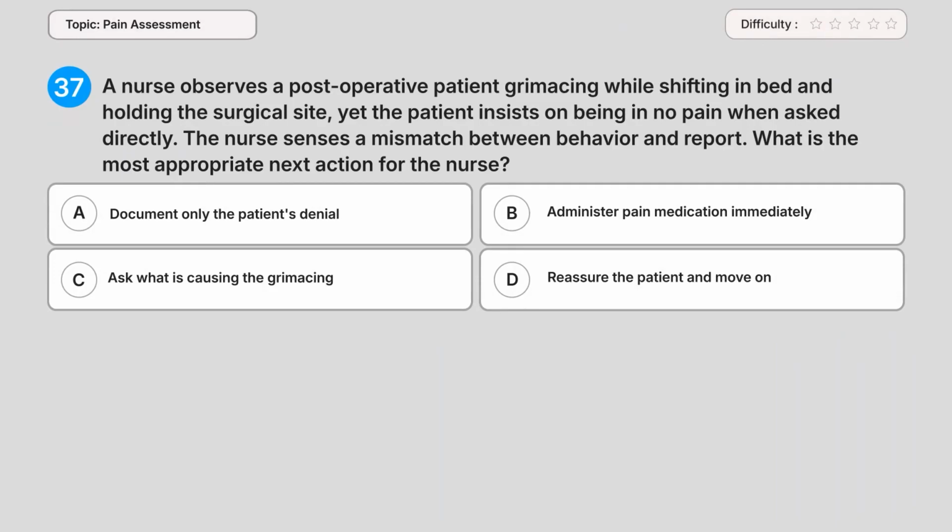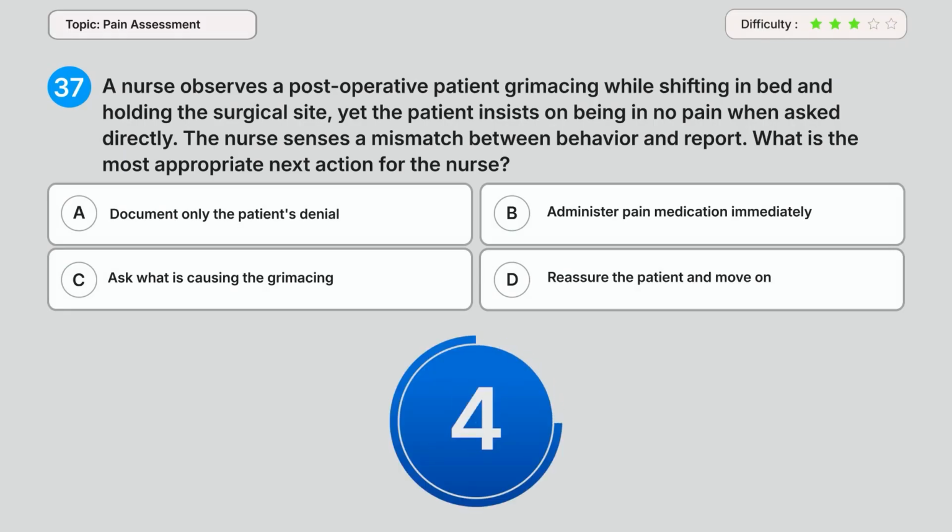Question 37. A nurse observes a post-operative patient grimacing while shifting in bed and holding the surgical site. Yet, the patient insists on being in no pain when asked directly. The nurse senses a mismatch between behavior and report. What is the most appropriate next action for the nurse? A. Document only the patient's denial. B. Administer pain medication immediately. C. Ask what is causing the grimacing. D. Reassure the patient and move on. Can you guess the answer?